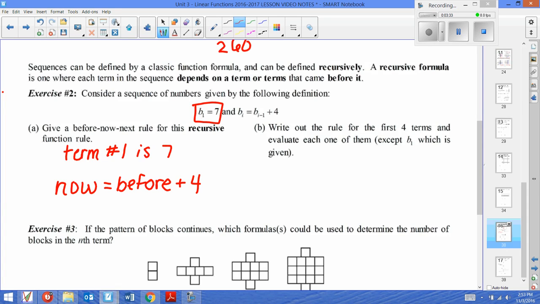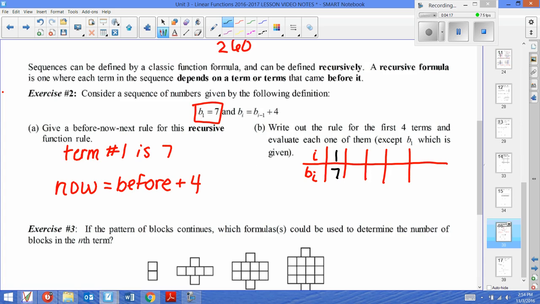So B says write out the rule for the first 4 terms and evaluate each one of them. All right, so what does this mean? Well, we've used the before, now, next rule, so didn't we always just make a table? Didn't that help us? So let's just do that. In this case, it looks like our term is i. We're putting in i, and we're getting out B sub i. It looks weird, but let's just go for it.